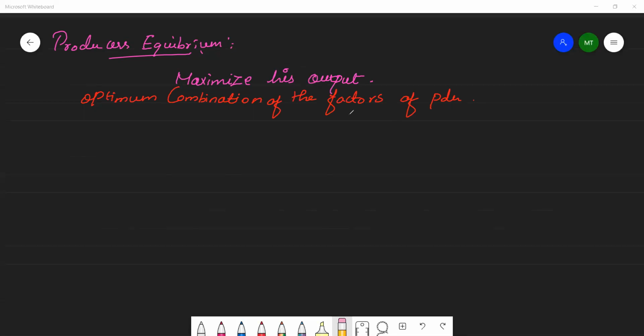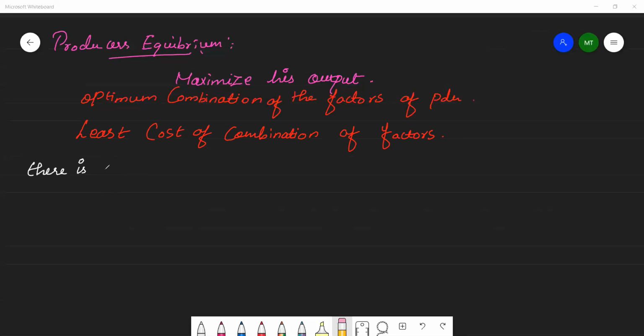In short, the producer manufactures a given amount of output with the least-cost combination of factors, within the given budget. The optimum combination of factors implies that there is output maximization for given inputs.